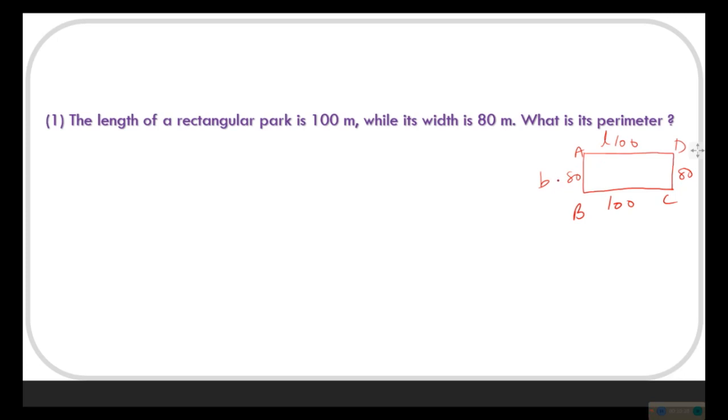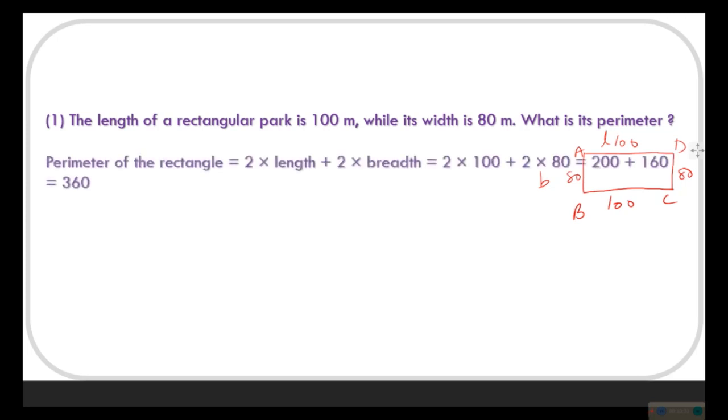Now the question is, what is the perimeter of the rectangle? We write: perimeter of the rectangle is 2 into length plus 2 into breadth, 2 into 100 and 2 into 80. 200 plus 160, 360 meter. We write meter here. 360 meter is the total length of the boundary of the rectangle. Thereby, if it is a park, you will be walking along the boundary. One time when you walk, it is a 360 meter walk.